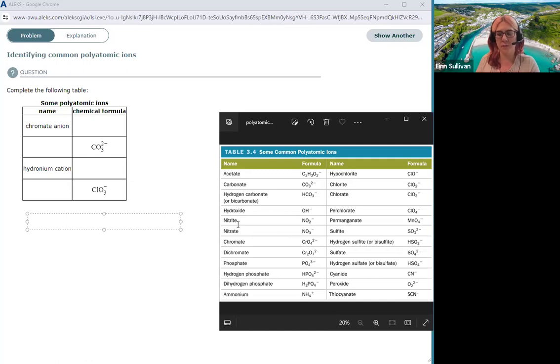So just go through and pick out the ones you know, and focus on learning the ones you don't know. It really will make your life a lot easier if you can translate between the name and the formula of polyatomic ions, and that does include the charge as well.